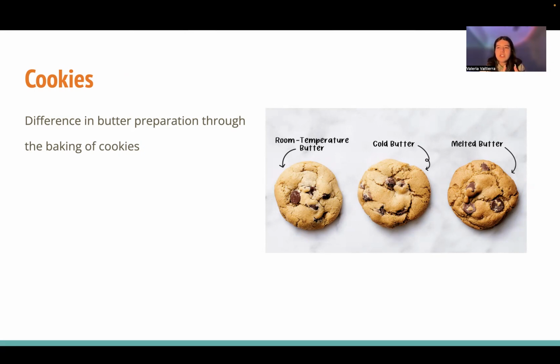And so when you're generally just using like softened butter or just like the room temperature butter, it creates air pockets in the cookies while it's baking. So it allows the cookies to rise more and be fluffier.